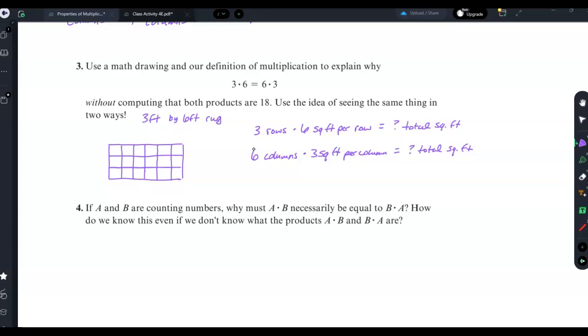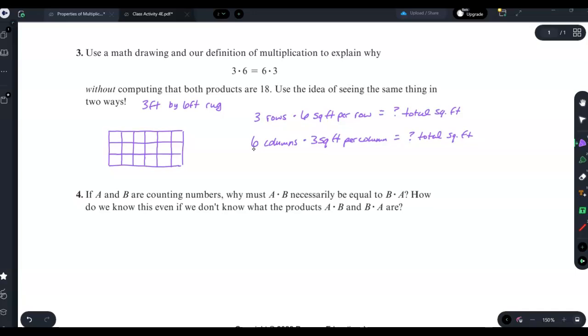So then number 4 is saying, if A and B are counting numbers, why must A times B necessarily be equal to B times A? How do we know this even if we don't know what the products of A times B and B times A are? You could probably answer this lots of different ways, but that's essentially what we just did, right? We didn't actually ever calculate that 3 times 6 was 18. This is just saying, in general, how can you do that? So I'm just kind of describing here what we did.